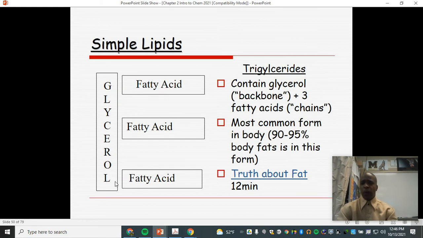So here are simple lipids. A simple lipid, one link in a chain. Complex lipids, many links, poly. So this is the glycerol. Glycerol is the backbone, right? It's that oil that's going to attach three fatty acids.